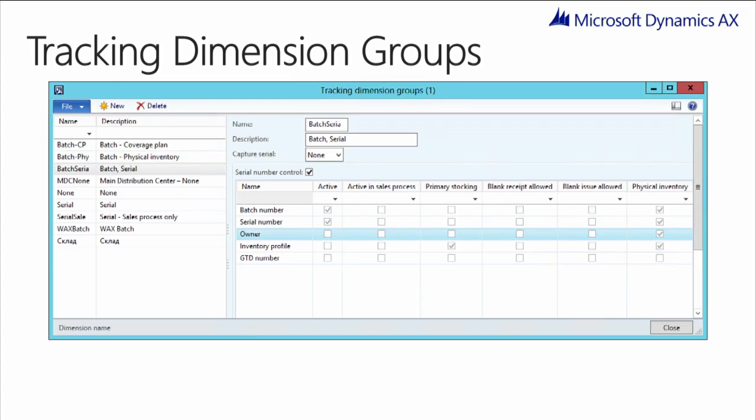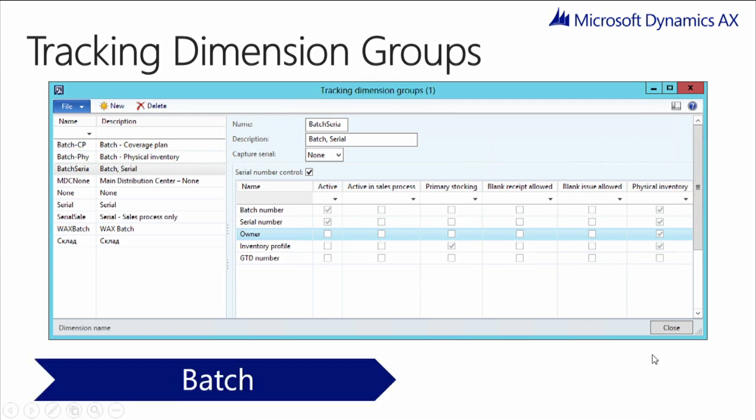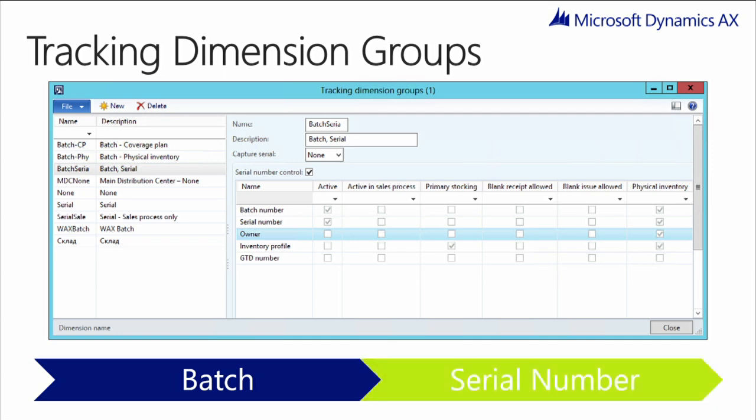Next, we'll talk about the tracking dimension groups. Here you can see an example of the tracking dimension groups form. As you can see from this figure, the tracking dimension group form resembles the storage dimension group. The same settings are available for tracking dimensions as are for storage dimensions. Tracking dimensions are used for both batch and serial numbers. In some industries, batch is referred to as a lot.